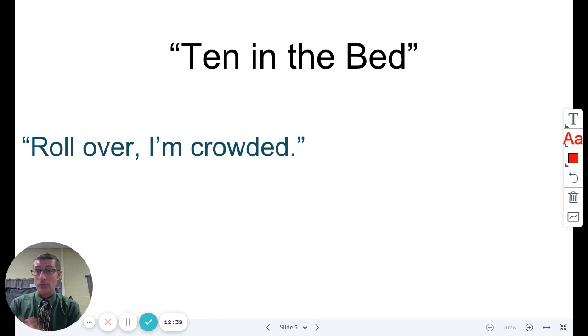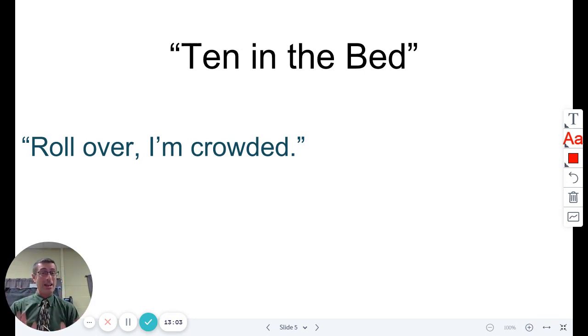We'll all say, roll over, I'm crowded. And at the end, we'll say we finally got that whole bed to ourselves. Ready? Here it comes. You got to follow the leader after me, and we'll do roll over, I'm crowded together. There were ten in the bed, and the little one said. And we all do it together. Ready? Go. Roll over, I'm crowded. And we go back to this.